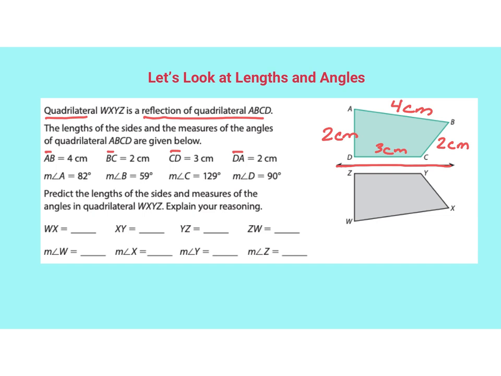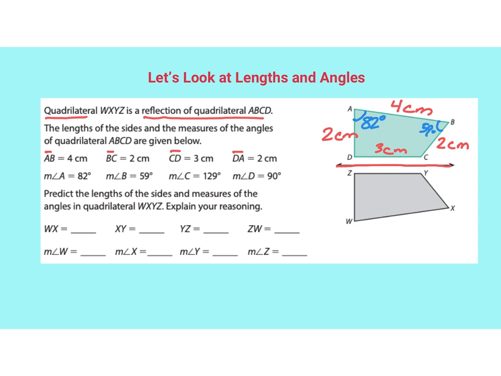Then remember, this M means the measure of angle A. So I'm going to go up to A, and I'm going to use blue now. A would be this little arc right here, and we know that's 82 degrees. And B would be this little arc right here, and we know it's 59 degrees. I'm not going to label them all because it gets a little crowded.